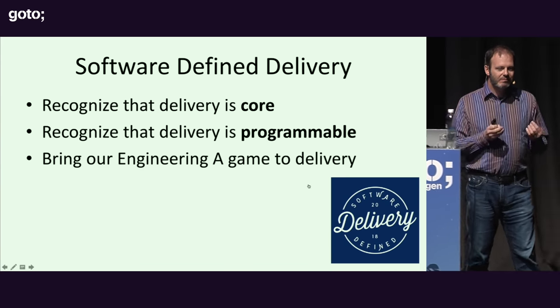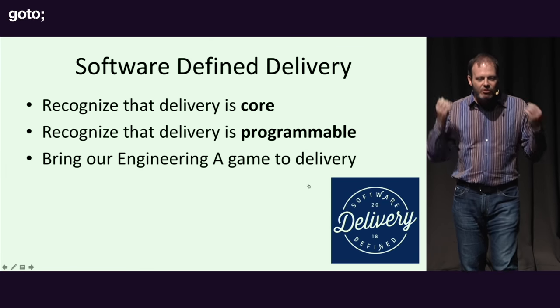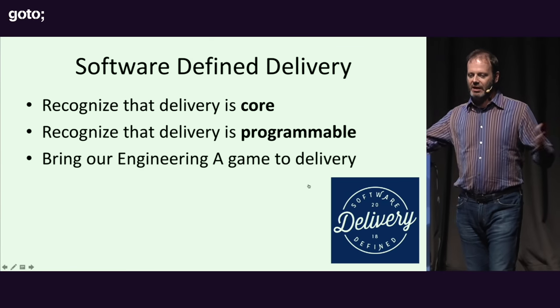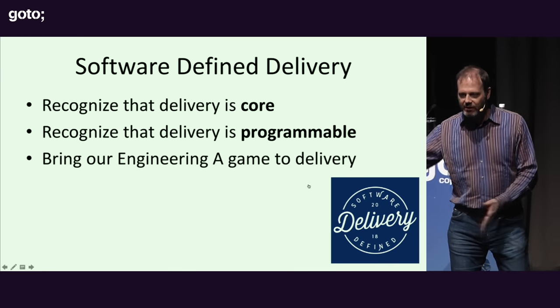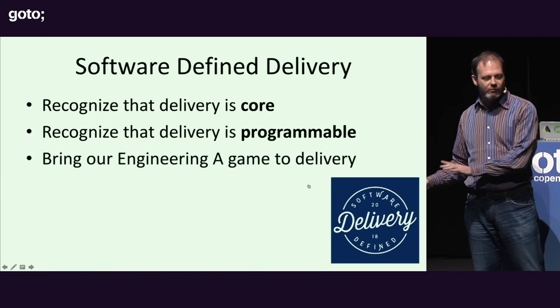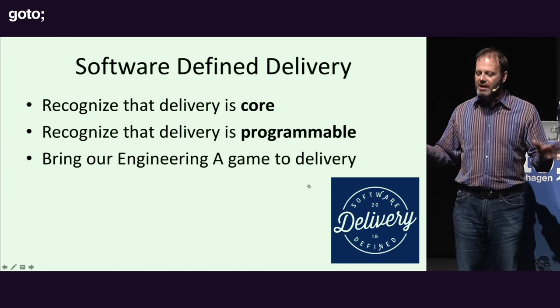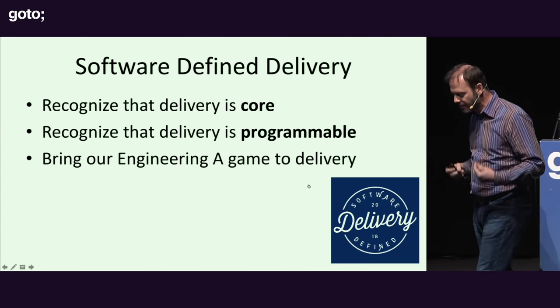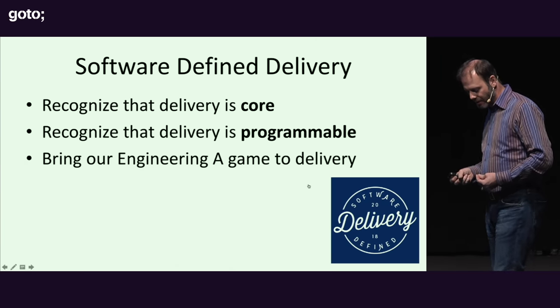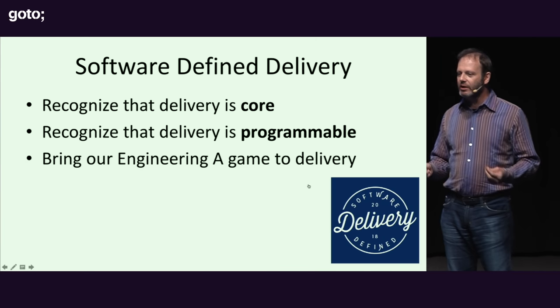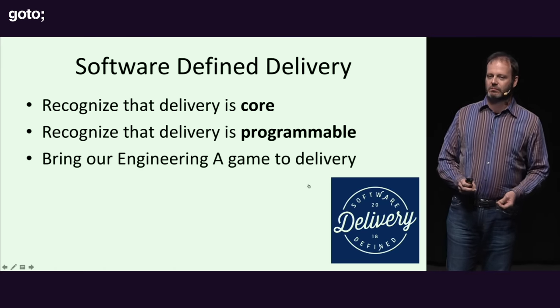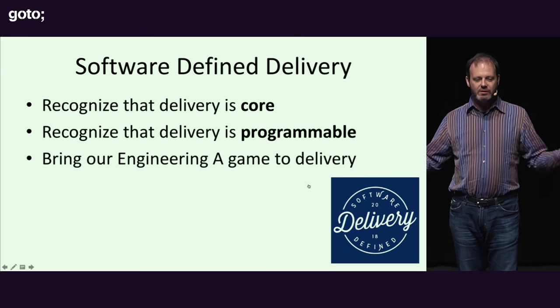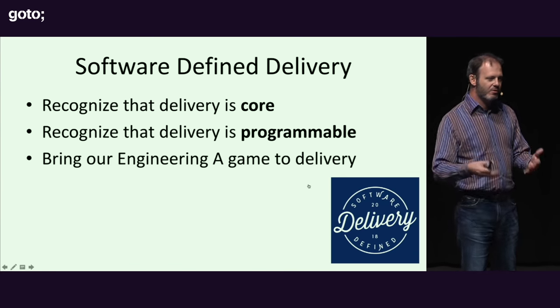So there are some core motivations for software-defined delivery. Firstly, delivery matters, right? Delivery is core to everything we do. We shouldn't keep pretending that it's something that someone else will do, that the magical elves will do, or something we can just make good enough. It really matters. Secondly, recognize and celebrate and embrace and build on the world in which delivery is programmable. Guess what? We build things in software, we build things in code, and it's pretty damn great.